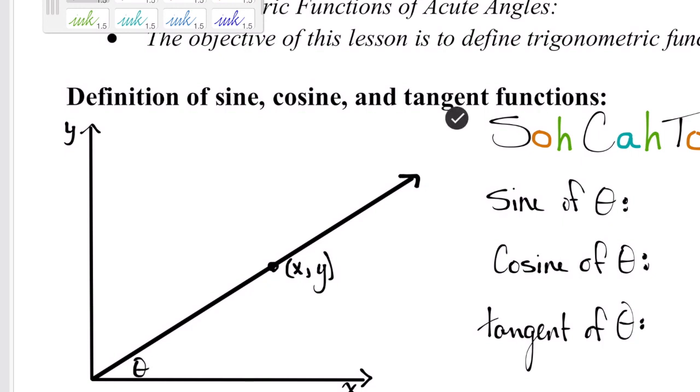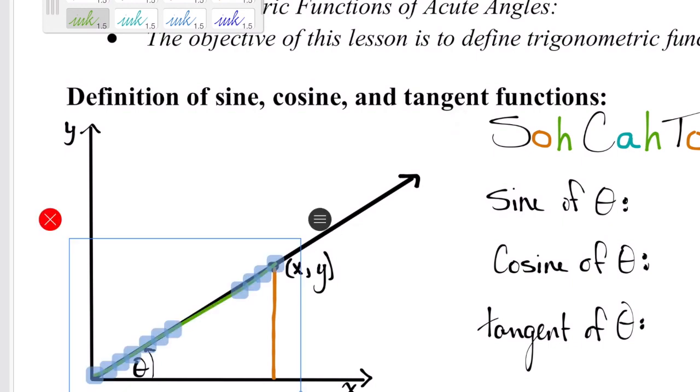Remember, we always start in standard position, so on the positive x-axis. So this little angle here is my theta, whenever we're talking about the sine of theta, cosine of theta, tangent of theta, etc. And then I'm going to create a triangle by dropping down from there and looking just at this part, which will end up being our hypotenuse.